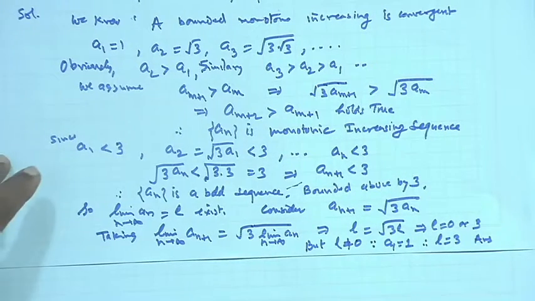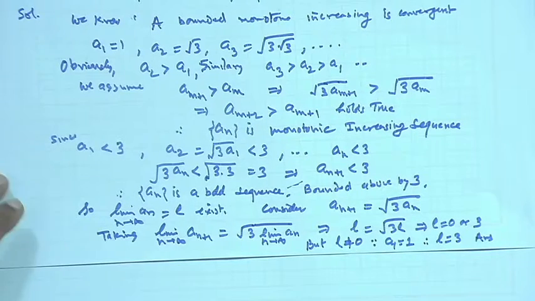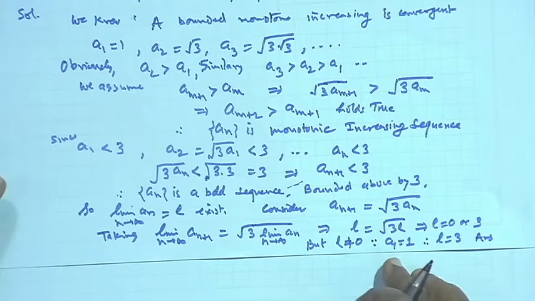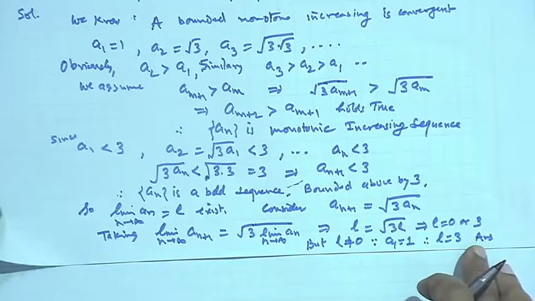Okay. So, this is what, I hope it is correct. Because each term, a1 is 1, and the terms are of increasing nature. So, that is why we are not getting a limit less than 1. It will always be more than 1, therefore, it will be 3.